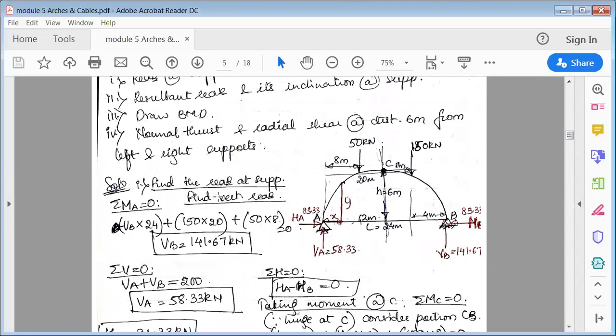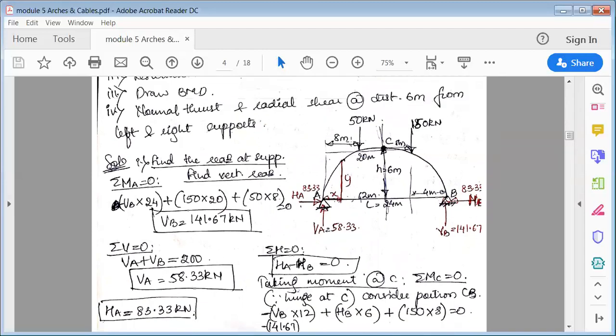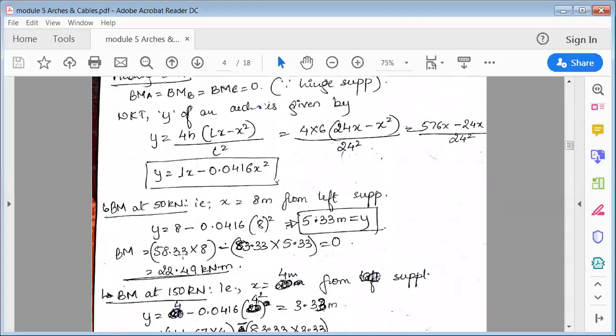Now we know that bending moment would be maximum, of course, at the load points. So at A, C, B, it is 0 because they're hinges, and the bending moment at the load points would be maximum. So I know the load points now. With respect to A, 50 kilonewton is acting at a distance of 8 meter. So the bending moment at 50 kilonewton is at x is equal to 8 meter from the left support.